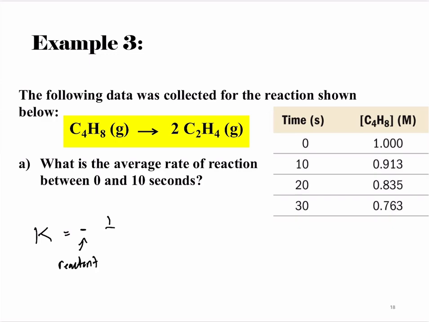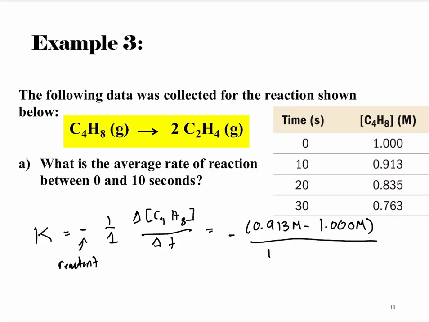And then the coefficient is 1 over 1, so that's just going to be 1 divided by 1. And then we're going to have the change in the concentration of C4H8 over the change in time, right? And change in time is just T final minus T initial. But here it's asking between 0 and 10 seconds. So if we write all of that out, it's going to be negative the concentrations, which will be 0.913 molar minus 1.000 molar over 10 seconds minus 0 seconds.